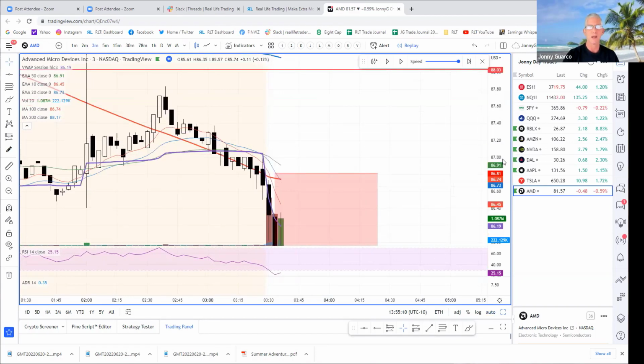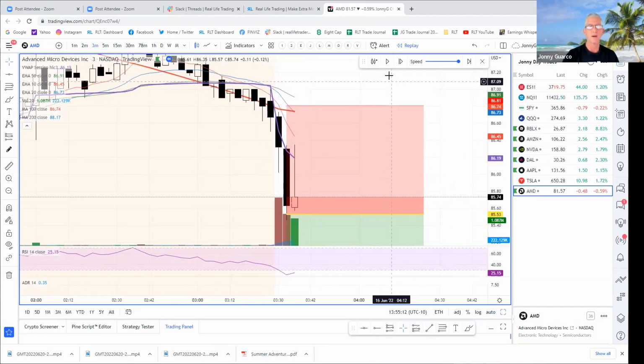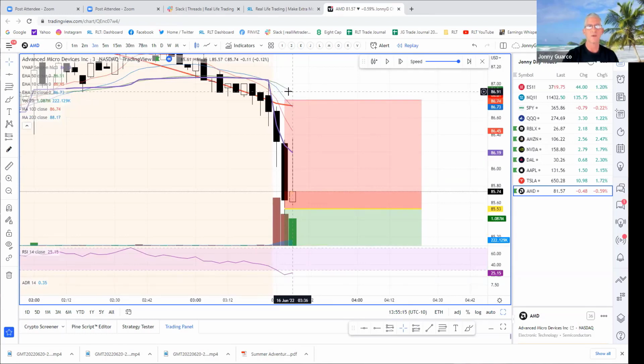So you can see we have the 10 EMA. Here is my blue 10 EMA. The green is my 50 EMA. 10 is my red EMA. And this is my 100 EMA.